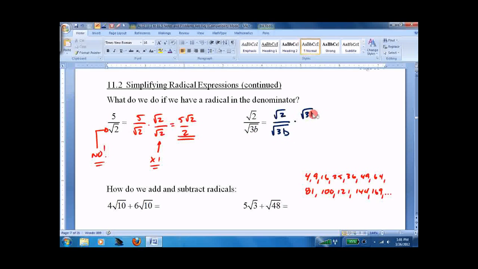Root 3b over root 3b. Now these we can combine because they're all under a radical, so we get 6b. And on the bottom we get 3b. You may be tempted at this point to reduce that because you see a b in the top and a b in the bottom, but you can't. The b on top is inside a radical. The 6 is inside a radical. On the bottom, the 3 and the b are outside the radical, so those are different animals. So just leave it alone. That's it.